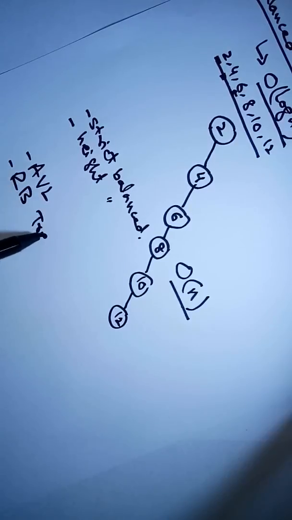So how can we get a balanced binary search tree? There are different algorithms used to make a BST balanced. One of them is AVL. Another is the red-black tree, or RB tree.